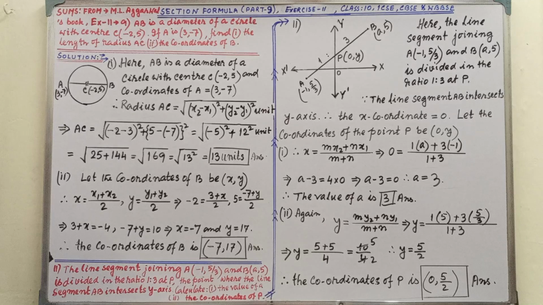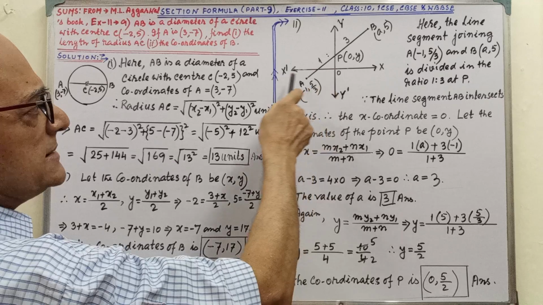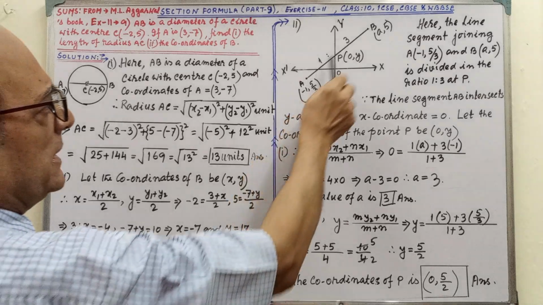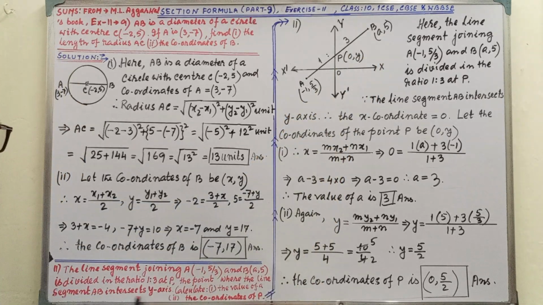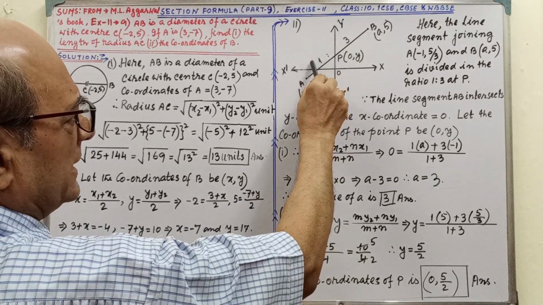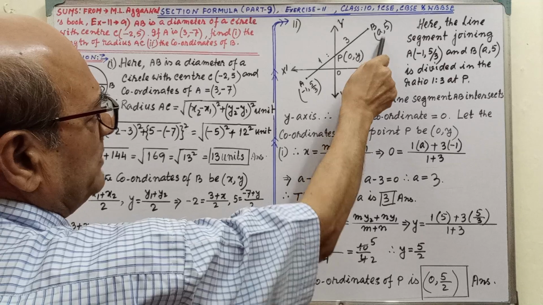Next sum. The line segment joining A and B is divided in the ratio 1:3 at P. The sum here is written clearly. You will get it in your book also, that is sum number 11. Here also the same thing, the diagram you may draw. X axis, x to x dash, y axis, y dash. According to the question, AB is the segment which intersects the y axis at P in the ratio 1:3.